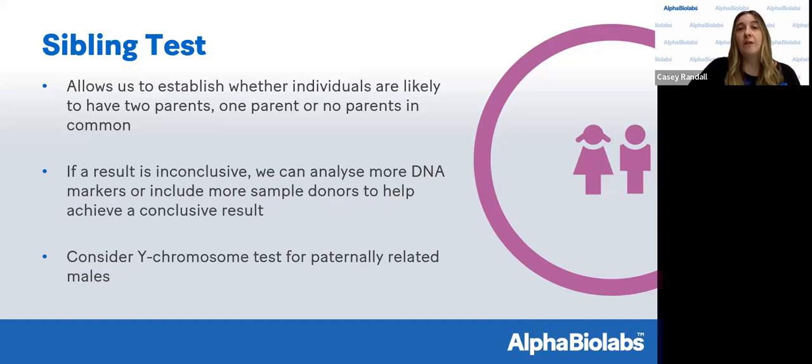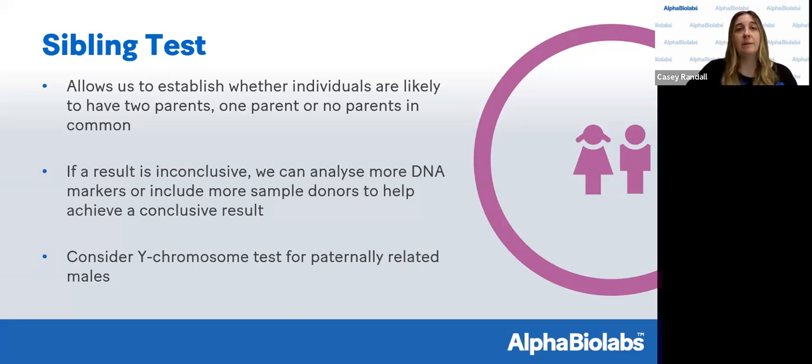We also offer a lot of sibling tests. So this will allow us to establish whether individuals are likely to share no parents in common, one parent in common, or both parents in common. So whether they're unrelated, half siblings, or full siblings. What we get a lot of the time is just pairs of siblings, two individuals: are we related or not? Again, though, we can do more complex scenarios.